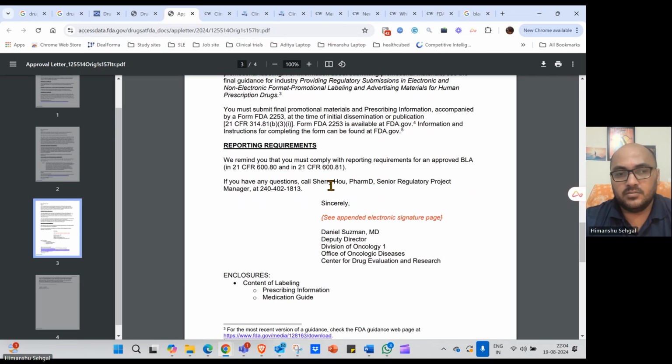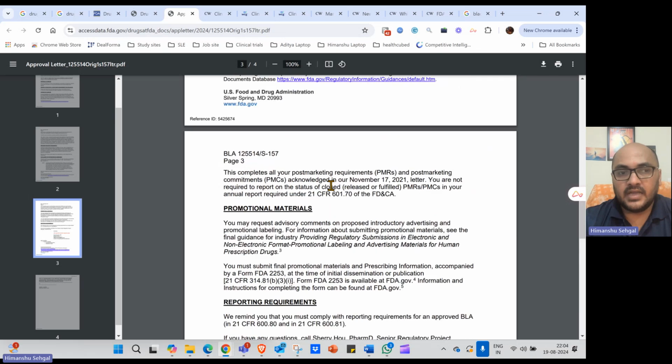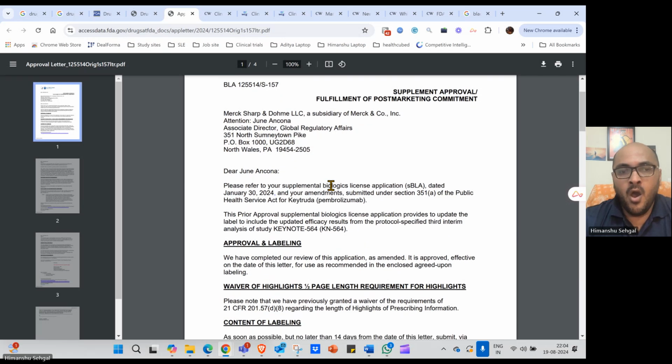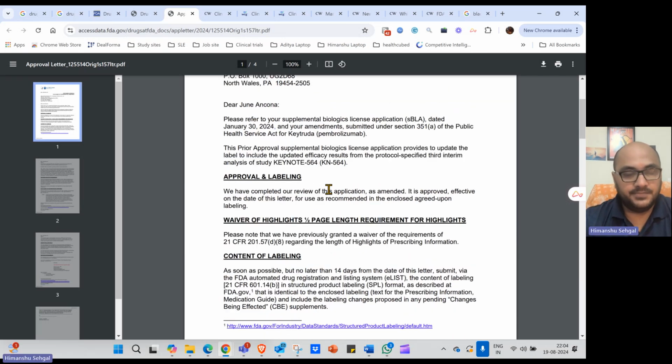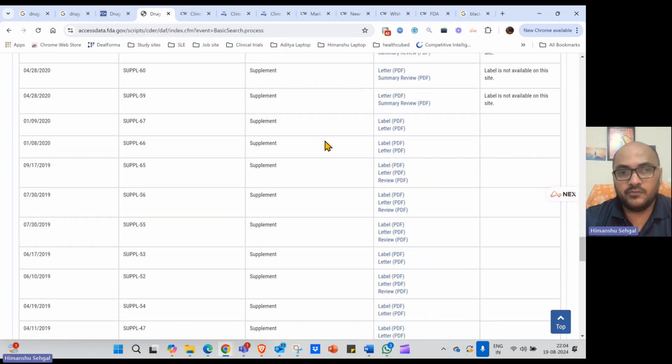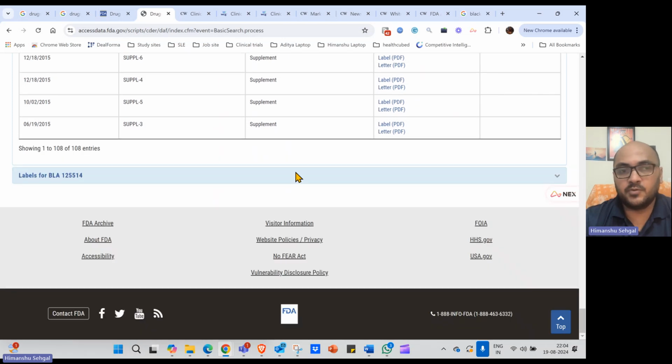So what all has been amended, it has been written in this document. Okay, so this label has included the results of the KEYNOTE-564 analysis, the third interim results basically. Okay, so these are the details. So accordingly, you can check out all of these labels and create a history of the product.